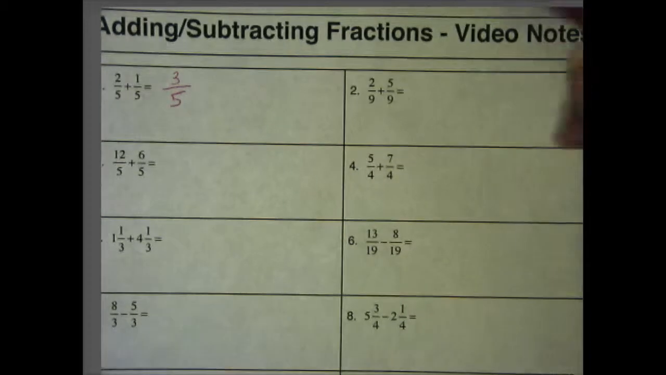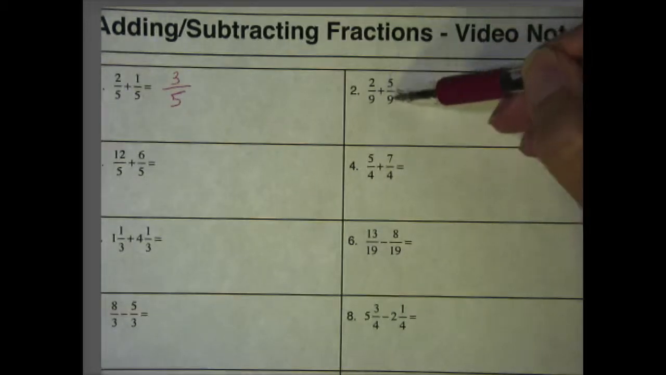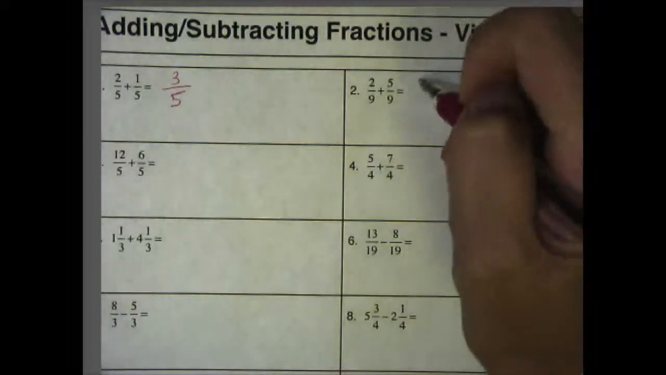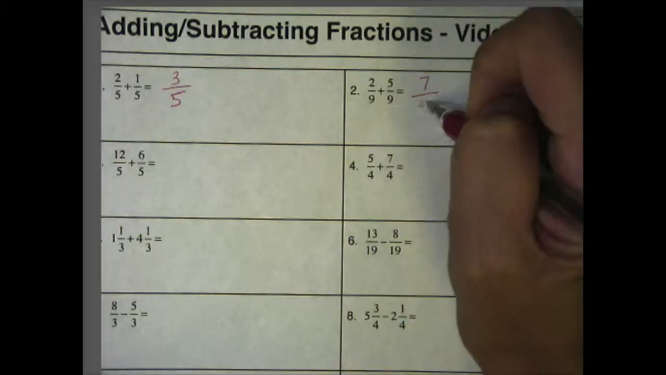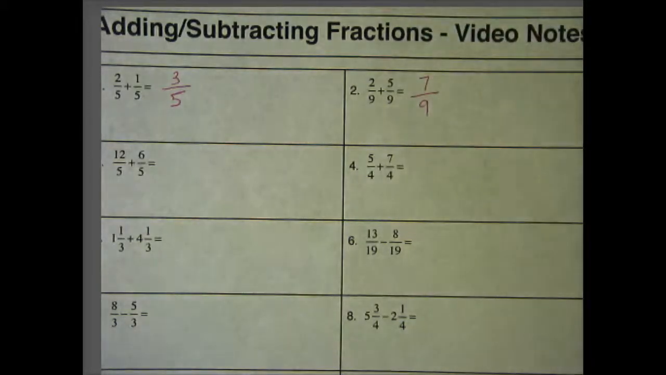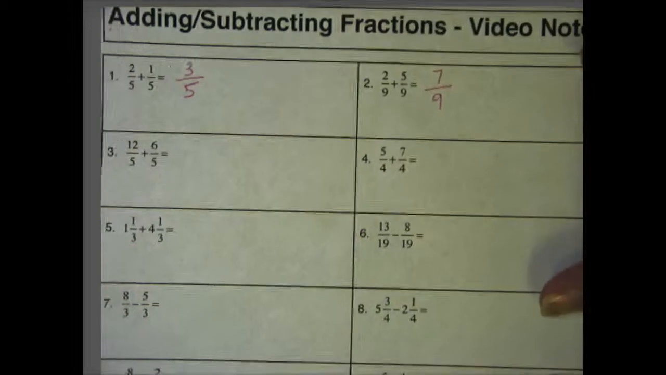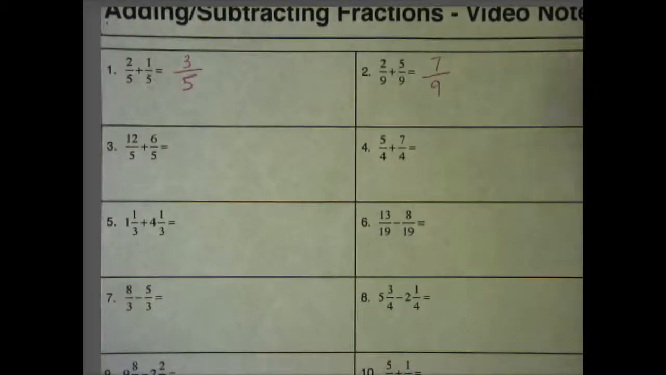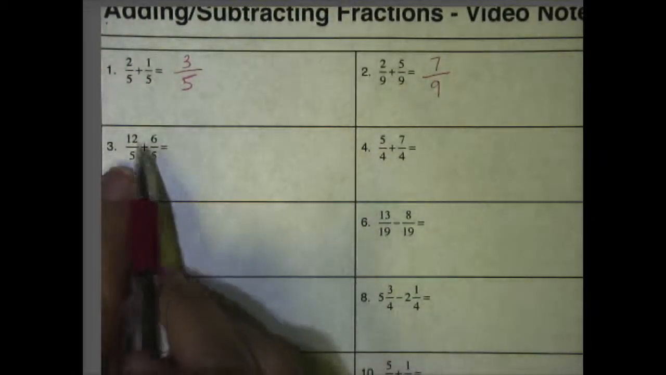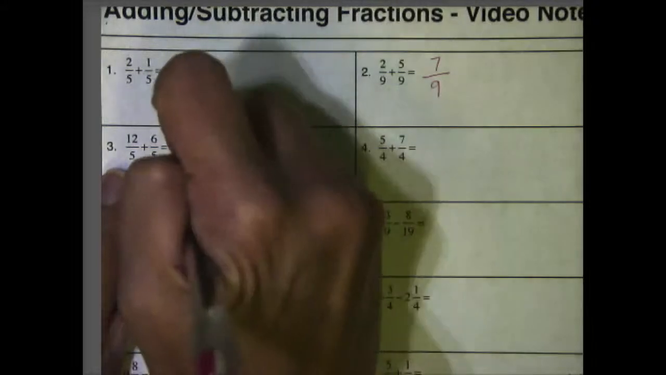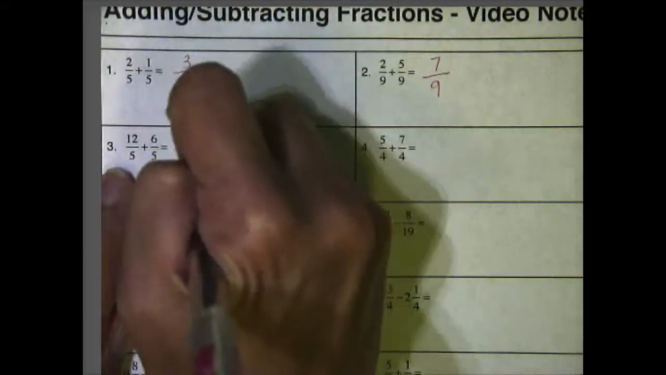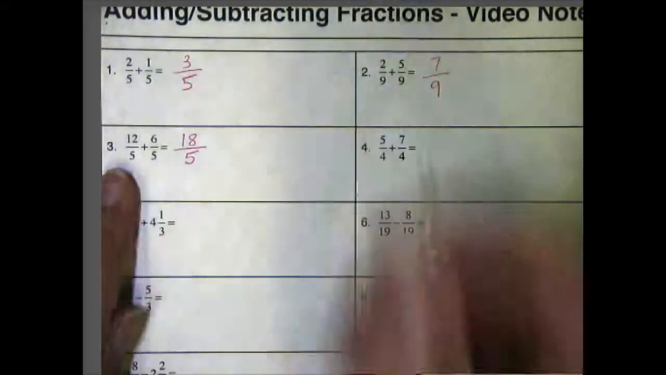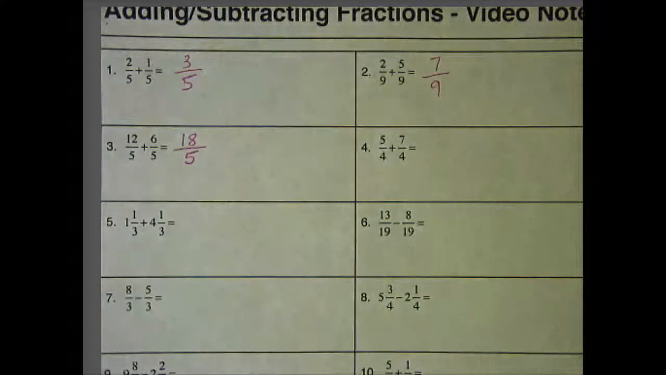Number 2, then, the denominator is 9, and so we're going to add the numerators. 2 plus 5 is 7. Denominator stays the same. Number 3, again we have like denominators. We have 5, so we add 12 plus 6. 12 plus 6 is 18. Denominator stays the same. Now, this time we have an improper fraction.